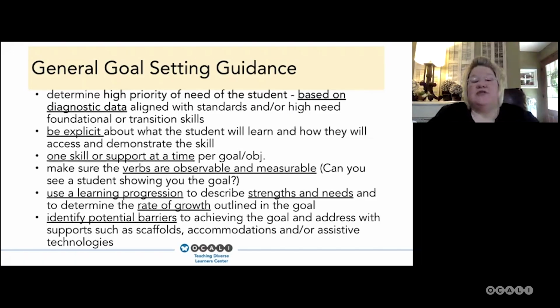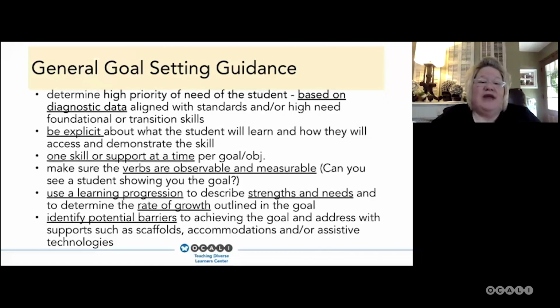I see a lot of goals and objectives written that are these huge clusters of skills or clusters of knowledge. And while that sounds like a great thing, sometimes it can be very confusing, because as soon as we put multiple verbs or multiple skills into a goal or an objective, we're trying to measure multiple things at the same time, and our data can get kind of fuzzy. So including just one skill or one type of support at a time is probably your best bet.